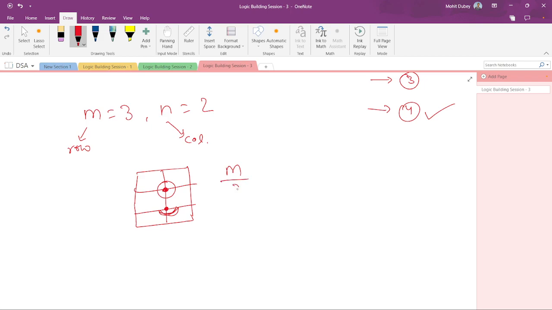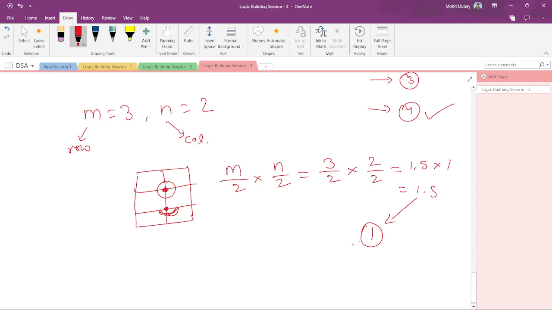Okay, so if I say m by 2 and n by 2, the answer should be 3 by 2 into n by 2. N by 2 means 2, okay. So 3 by 2 means 1.5 into 1, that is 1.5. What I have observed from here is key: if I take this integer value, this will be eliminated. But we do not need to eliminate that. So I can say the answer is 1.